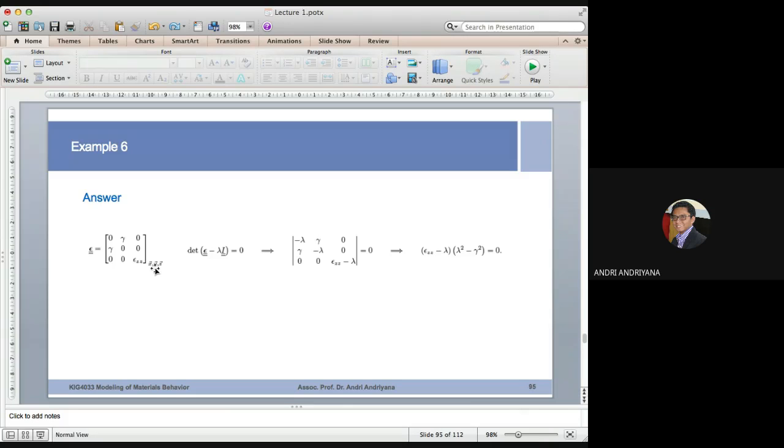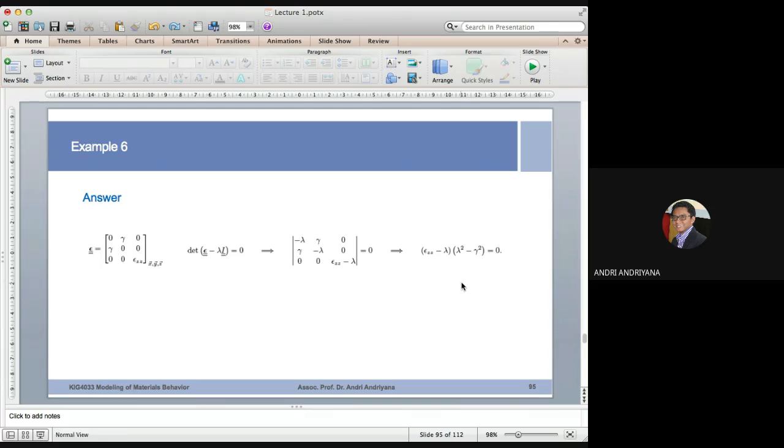I have these equations. So as you can see, this is a polynomial of order 3. Epsilon zz minus lambda, times lambda square minus gamma square. A polynomial of order 3 in lambda. So lambda is the variable, the unknown. So we have to find the three roots from these equations. Obviously you can see here that this polynomial of order 3 in lambda equals 0 if the first term is 0 or the second term is 0. So you can see immediately the three roots that we need.